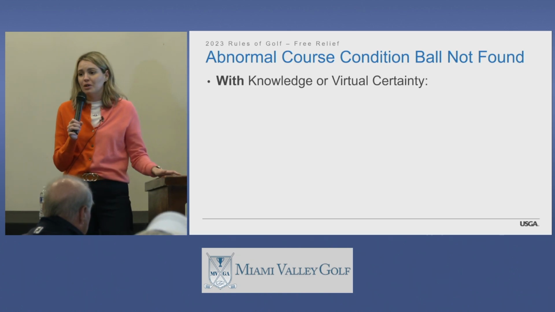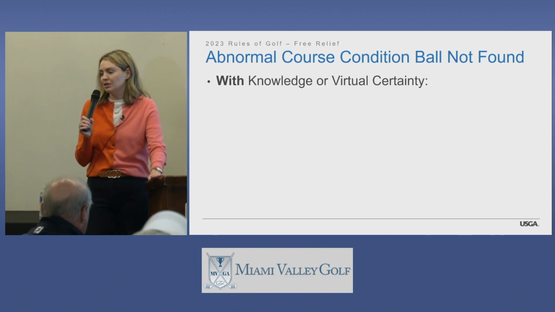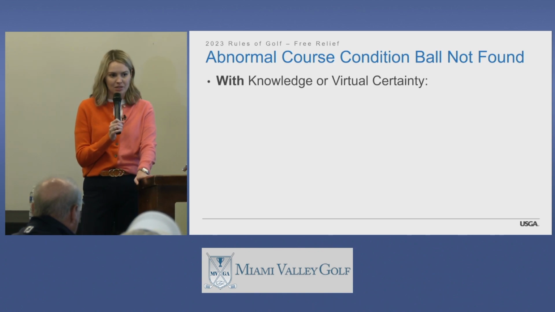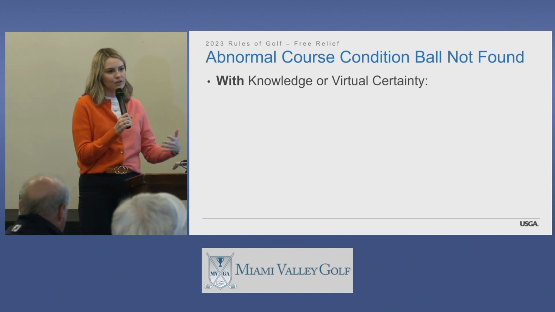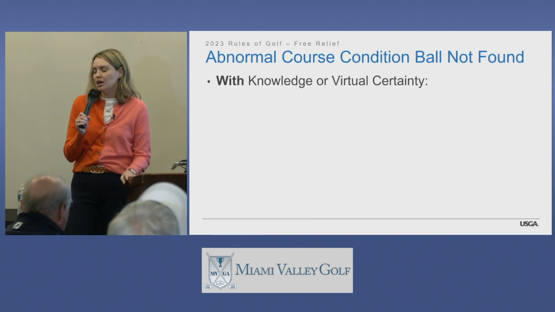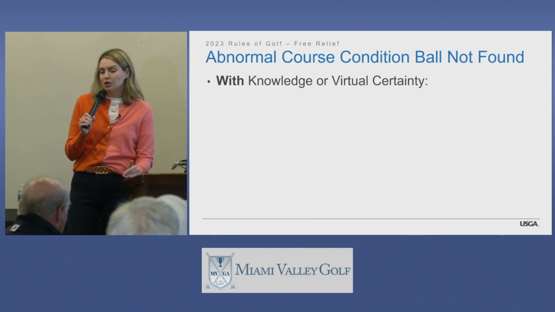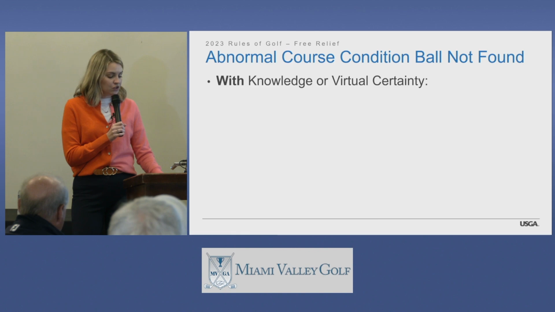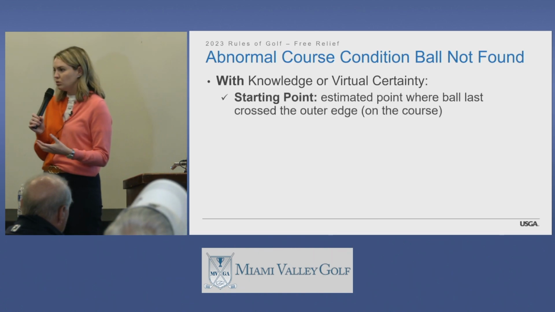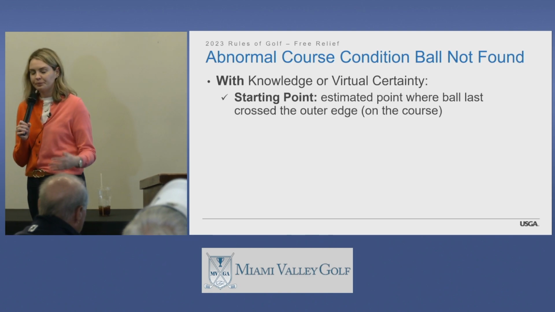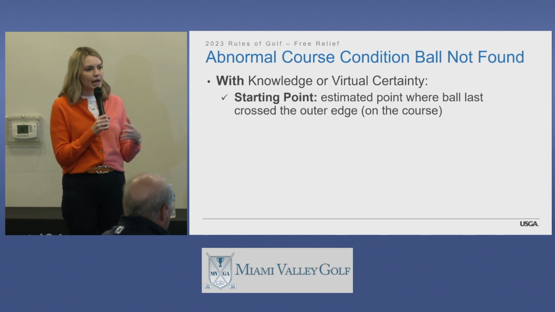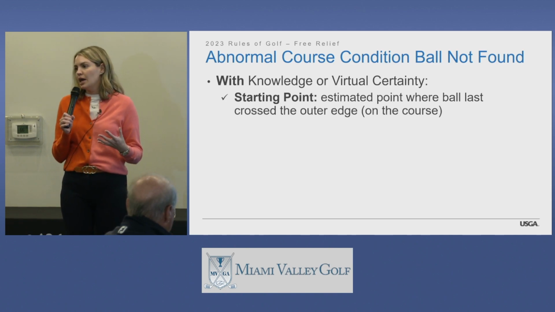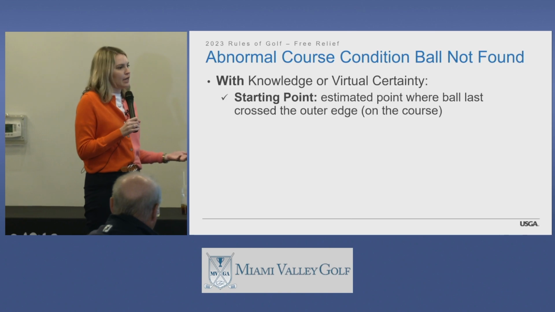We've got to effectively be 95% certain that this is what happened. So 95% certain that the ball is lost in one of these abnormal course conditions. If you meet that standard, the rules are going to give free relief to that player. But because the ball isn't found, where are we going to start from? We'll identify the spot that the ball last entered that abnormal course condition and pretend that the ball lies there.